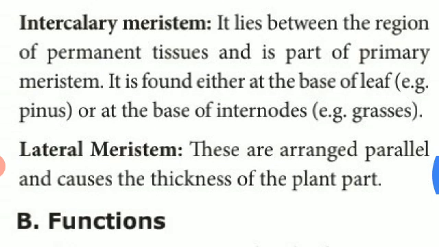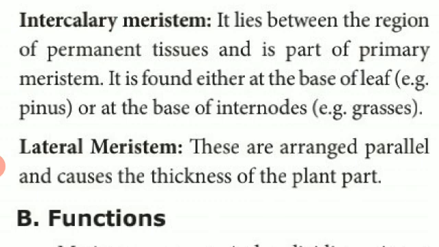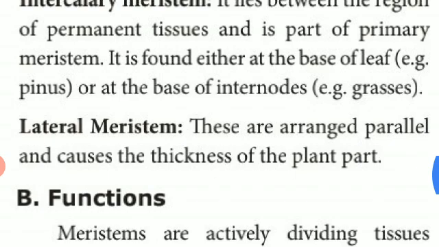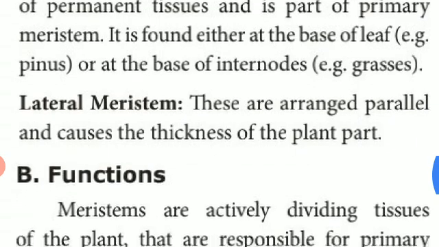We should know what we mean by the node. Node is nothing but where the leaf arises from the stem. So in between two nodes, in between two leaves, the stem we call the internode. So the internode consists of the intercalary meristem. They have given the example of grasses.